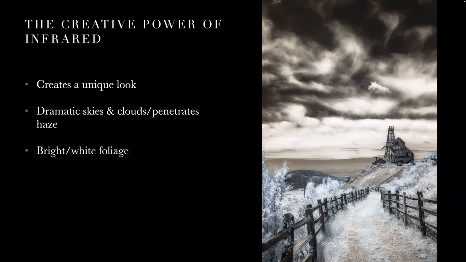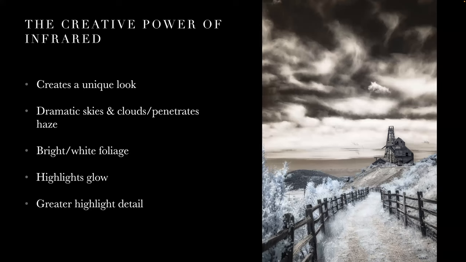Foliage often becomes bright or even white, depending on the wavelength that you're using in your camera. And highlights can sometimes glow, or we can use post-processing to make them glow. But traditional infrared film, for example, often had this sort of glowing, what they called halation look to it. And you can sometimes capture greater highlight detail.